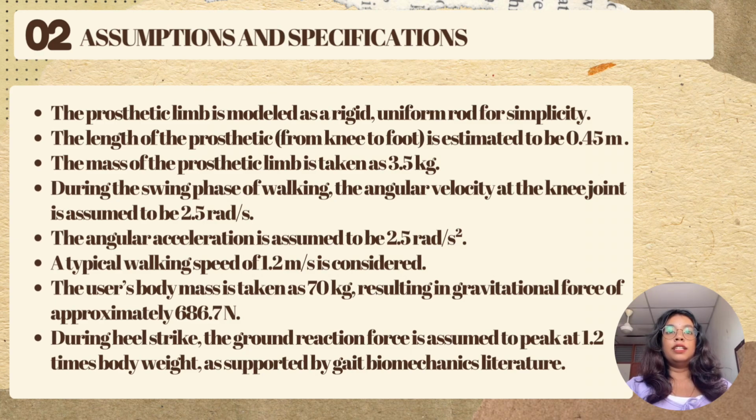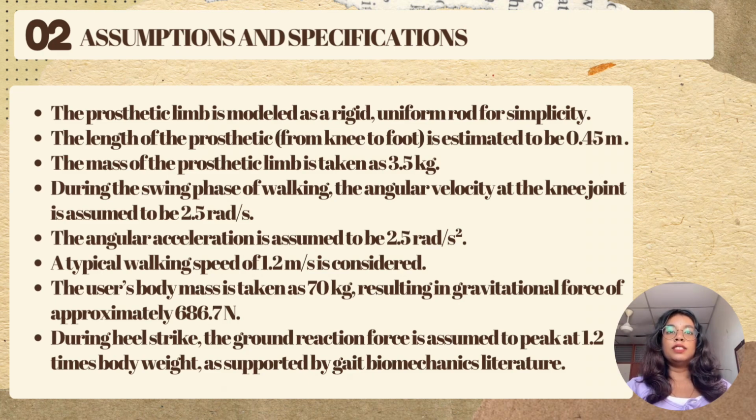Fourth, during the swing phase of walking, the angular velocity at the knee joint is assumed to be 2.5 rad per second. Fifth, the angular acceleration is assumed to be 2.5 rad per second square. Sixth, a typical walking speed of 1.2 meter per second is considered.